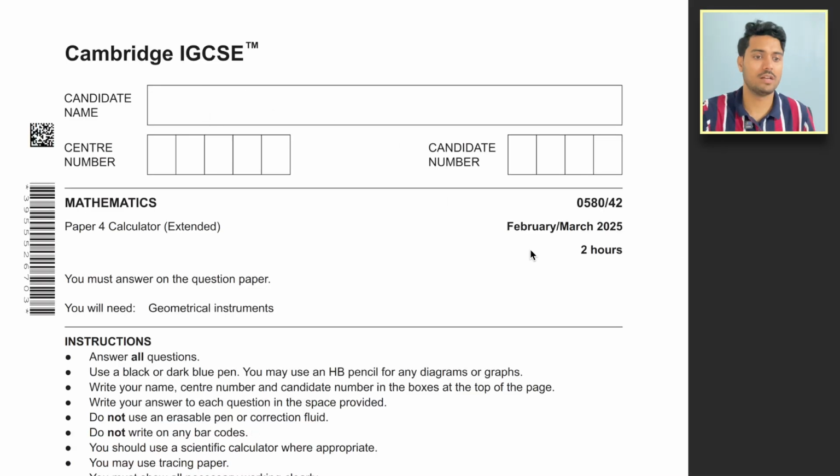So we are going to start the latest Feb/March series paper from 2025. It's paper 4, a calculator-based paper. It's a 2-hour paper and it's for 100 marks.